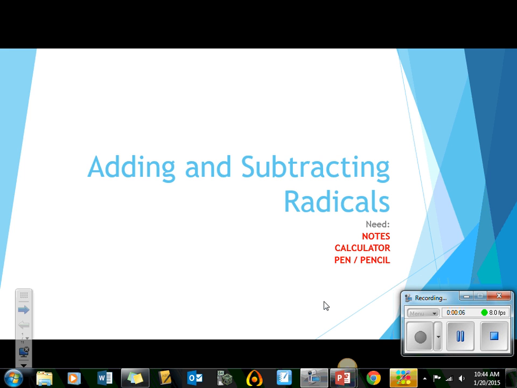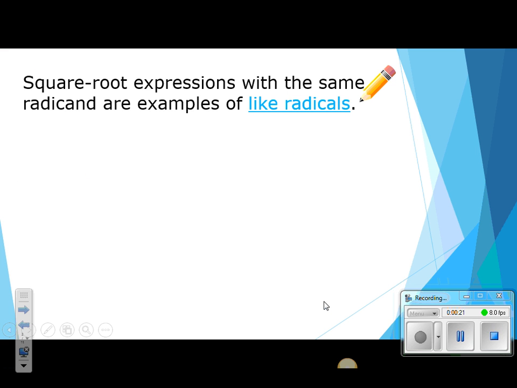We are going to continue our journey with radicals so that we have those rad skills for the next chapter that we will be talking about. So if you take out your notes, a calculator, a pen, or a pencil to take some notes with, we'll get started. All right, so I do need you to write down this right here.